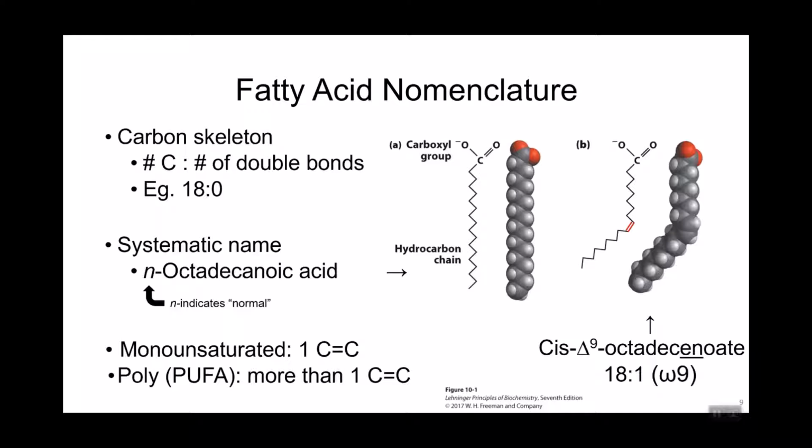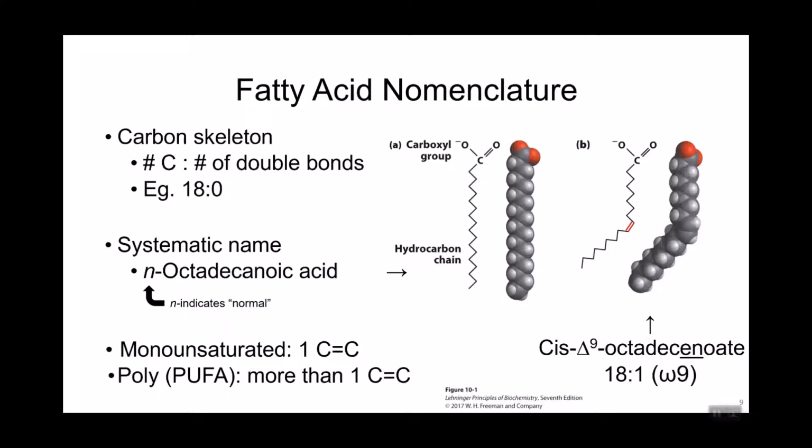When it comes to the nomenclature for fatty acids, you'll sometimes see them written out as two numbers separated by a colon. The first number is the number of carbons in the chain, and this includes the carboxylic acid and the methyl group at the end. And then the second number is how many double bonds are present. So 18:0 would be a saturated chain containing 18 carbons. The systematic name would be n-octadecanoic acid, where n means normal or no double bonds, octa meaning 8, deca meaning 10, and -noic acid for the carboxylic acid group.